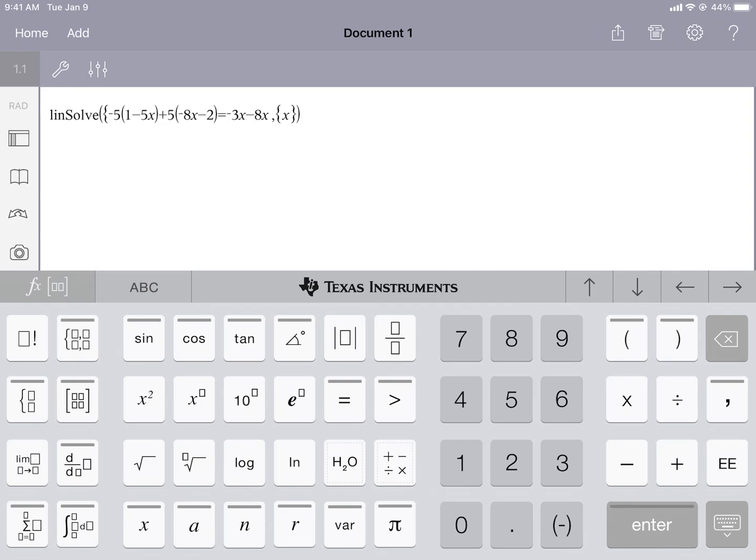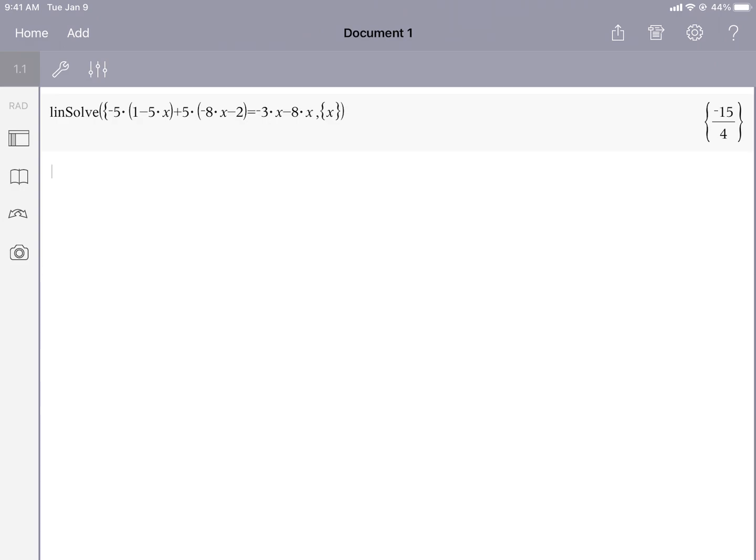So now that I have it typed in, I'm going to press enter, and it gives me that as an answer. So let me make sure I typed it in right one more time, because you know everybody makes mistakes. Okay, so that's it. So we get -15/4.